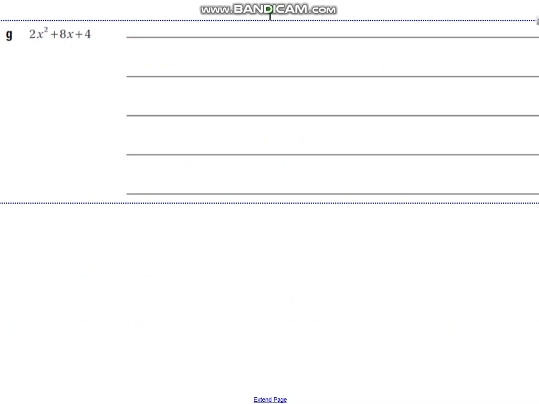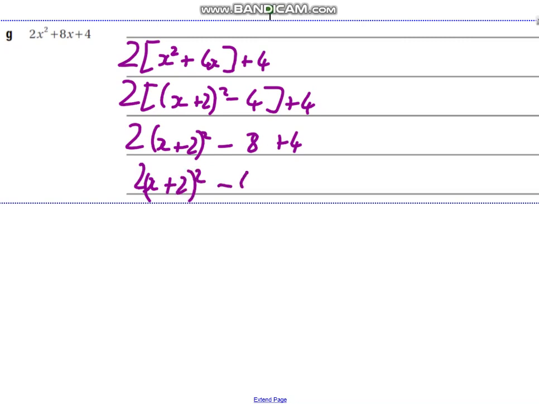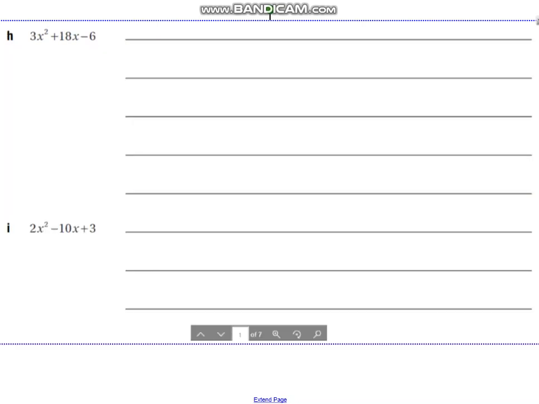This one's going to require a little cheeky factorise, so it's going to have 2 times x squared plus 4x plus 4. Then complete the square inside those square brackets, so x plus 2 all squared, take away 4, you get the plus 4 there. Now we may as well just expand this all out in one go, so 2 times x plus 2 all squared minus 8 plus 4, and so 2 times x plus 2 all squared minus 4. Okay, still more to go.